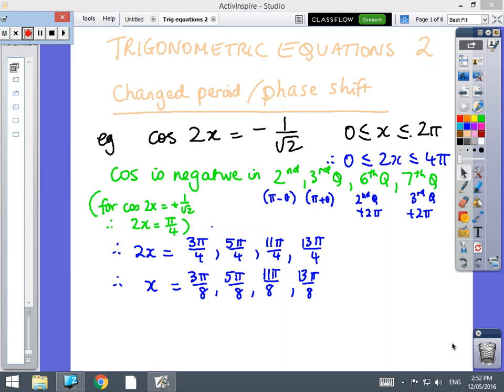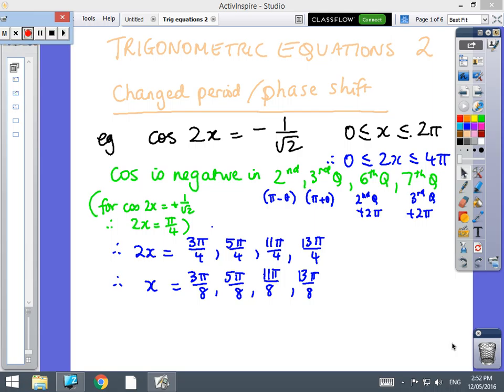Okay, so we're looking now at the hard trig equations that you're going to have to be able to solve. So we're looking at changing periods and phase shift. So we're looking at numbers in front of the pronumeral, like 2x or brackets. That's a phase shift. Okay, so start off with the first one.